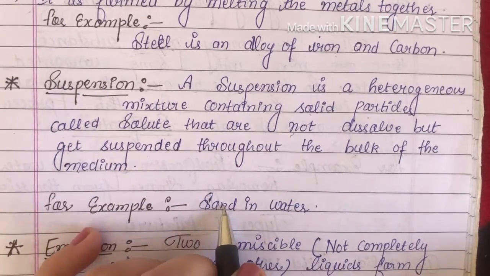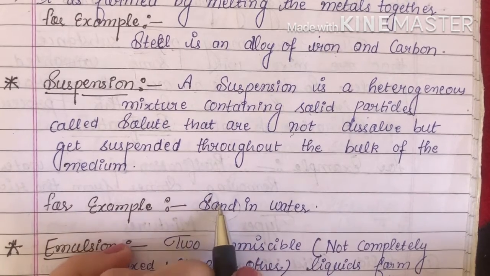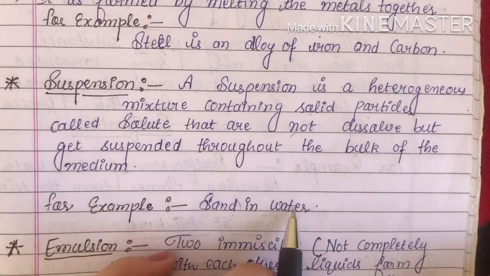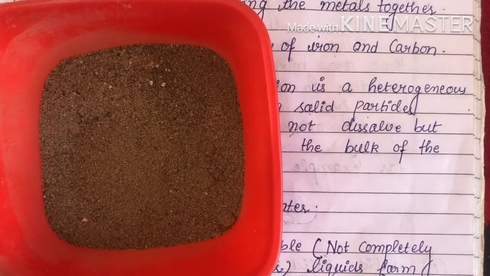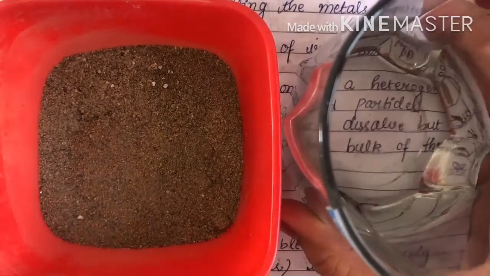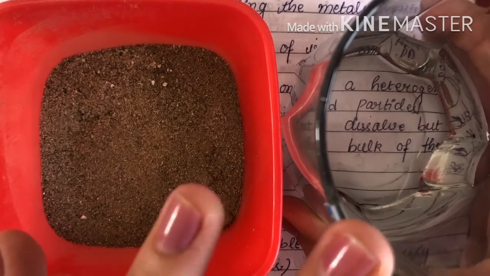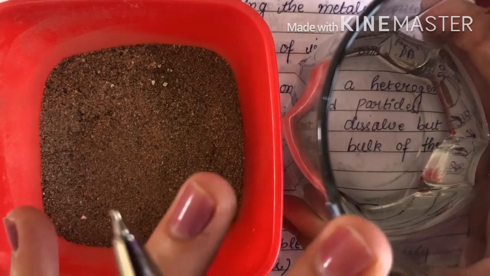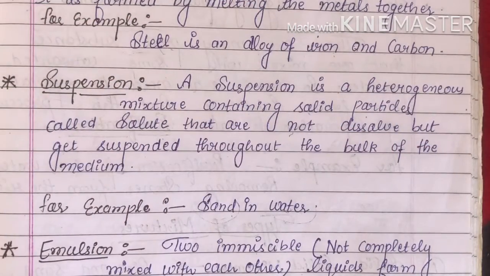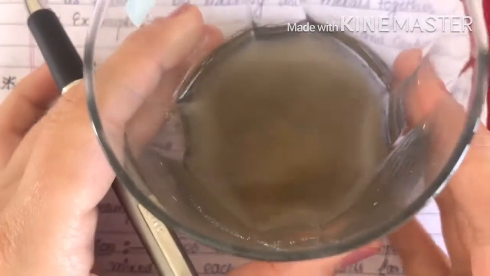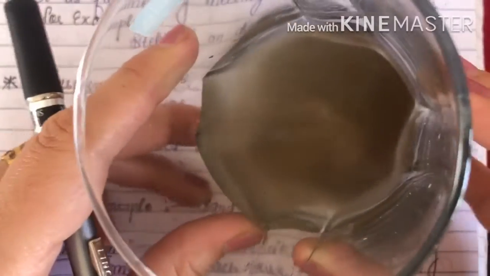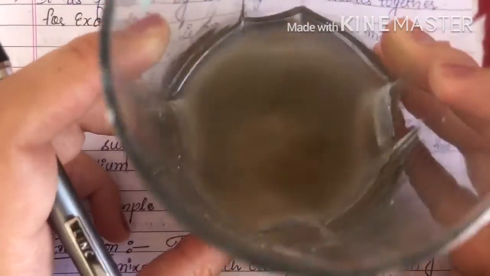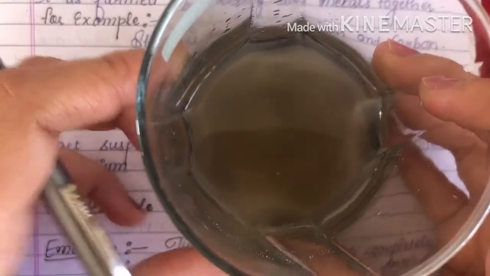For example, sand in water. Here sand is a solid particle that acts as a solute, and water acts as a solvent. When we mix this sand into water, it will not completely mix with the water, and that will form a heterogeneous mixture. You can look here. I can mix the sand in water, but after some time it will not dissolve. You can see the sand particles fall down at the bottom. So it is a heterogeneous mixture in which we can differentiate the sand and water.